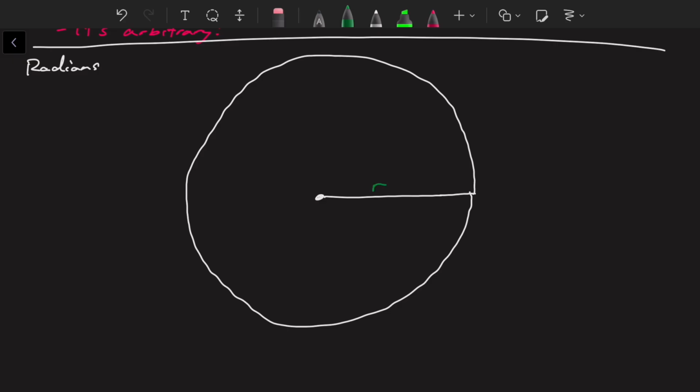Okay? And what we're going to do is we are going to rotate this radius from the horizontal. We're going to rotate it this way until we get to a certain point. Now, what would that certain point be? I'm actually going to draw it a bit better because otherwise you might get a bit confused. We're going to draw it to about here.